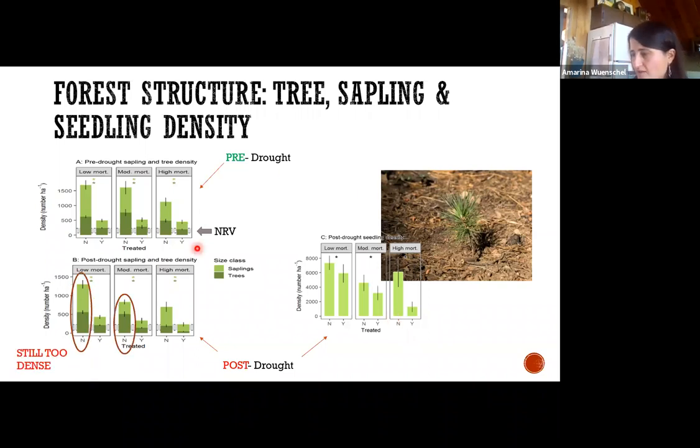So to recap, these areas are still probably too dense in terms of how they compare to historical stands, but we think we have good recovery potential here.